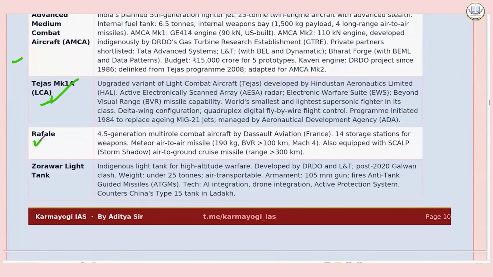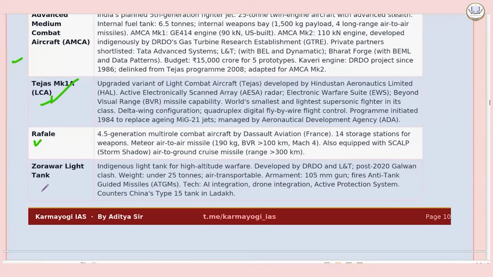And Rafale, a 4.5 generation multi-role combat aircraft by Dassault Aviation, France. 14 hardpoints for weapons, Meteor air-to-air missile, also equipped with SCALP. We had already studied about SCALP earlier. Then air-to-ground cruise missile, range more than 300 kilometers.